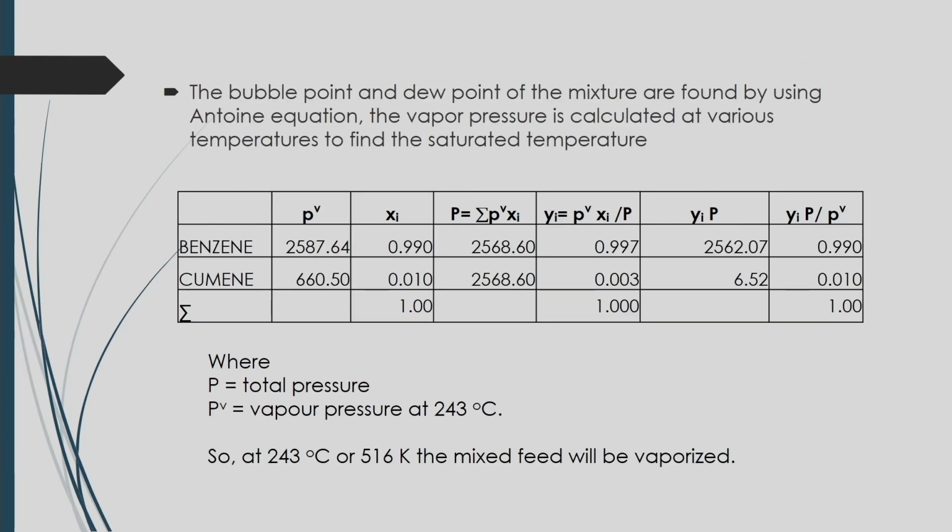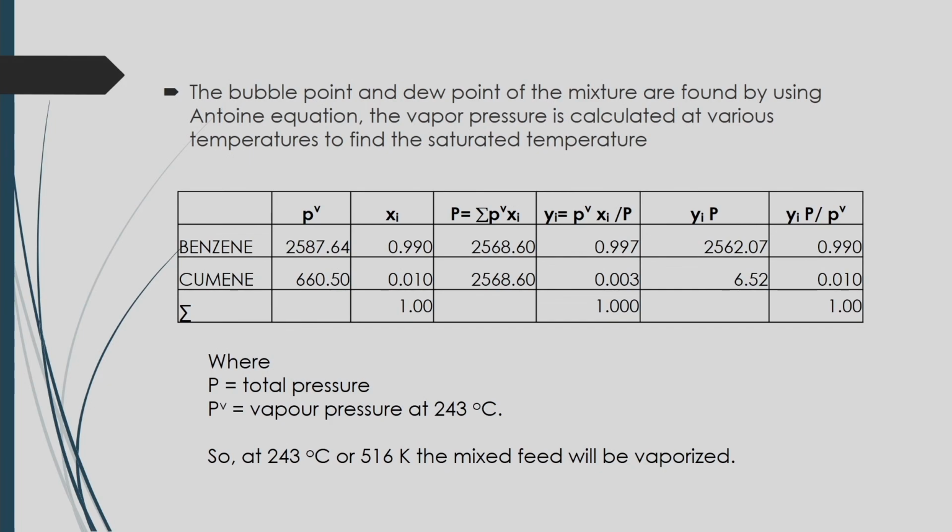Now, the bubble point and dew point of the mixture are found by using Antoine's equation. That means, how do we get the bubble point from Antoine's equation? From that you first have to calculate the vapor pressure, and from those vapor pressures the respective temperature, and by that calculation you can easily get the bubble point and dew point of the mixture. And how to calculate with Antoine's equation, we have already described in our earlier lecture. And then the vapor pressure is calculated at various temperatures to find the saturated temperature.